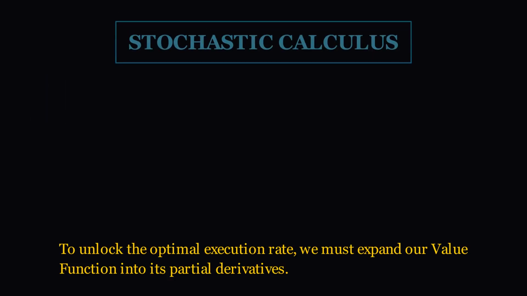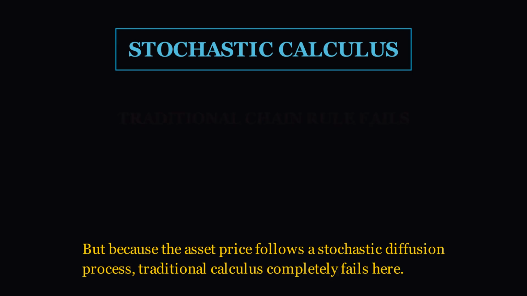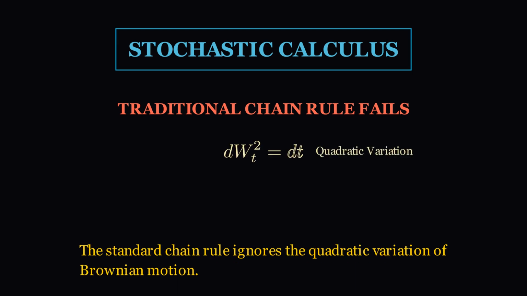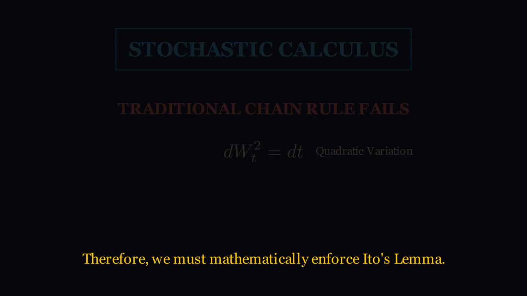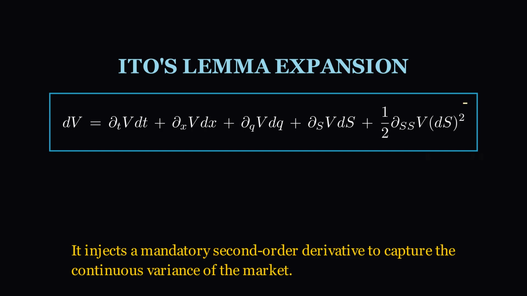To unlock the optimal execution rate, we must expand our value function into its partial derivatives. But because the asset price follows a stochastic diffusion process, traditional calculus completely fails here. The standard chain rule ignores the quadratic variation of Brownian motion. Therefore, we must mathematically enforce Ito's lemma. It injects a mandatory second-order derivative to capture the continuous variance of the market.